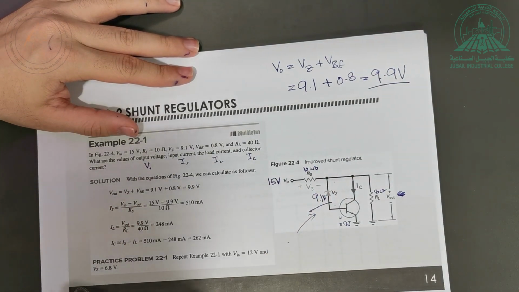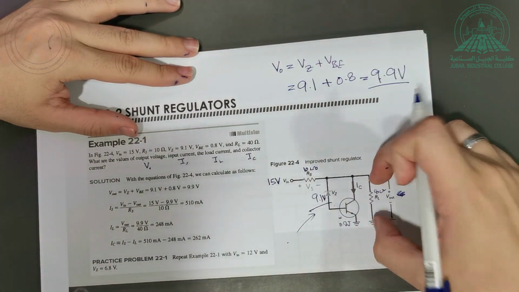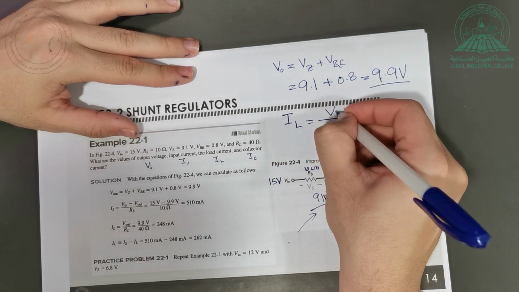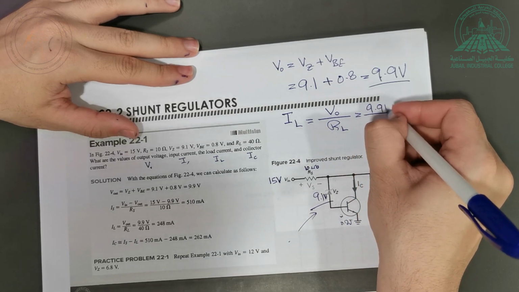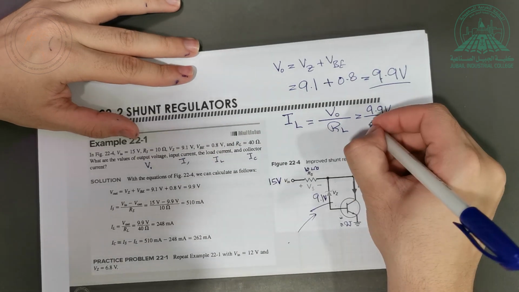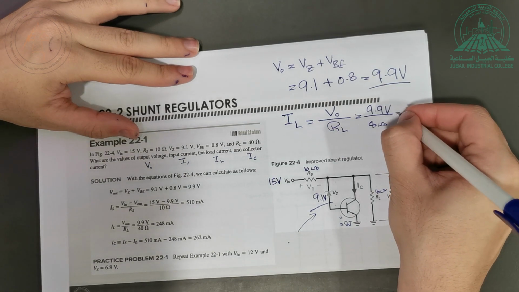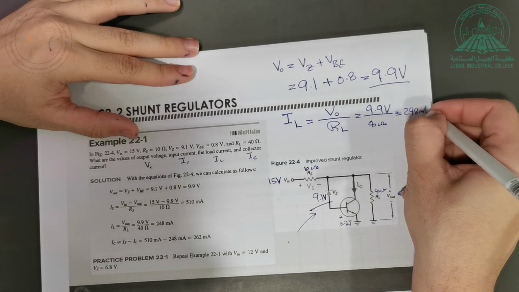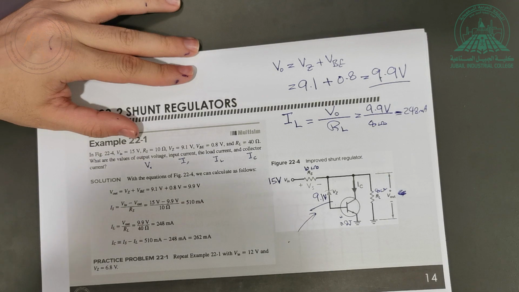What is the input current and what is the load current? Since we got the output voltage, let's get I load right away. I load is equal to V out divided by RL, so it is equal to 9.9 volt divided by RL, which is 40 ohm. Divide this by this, and you get 248 milliampere.